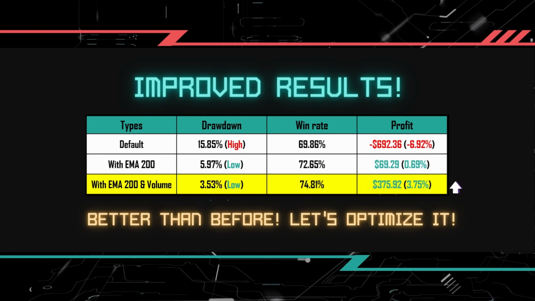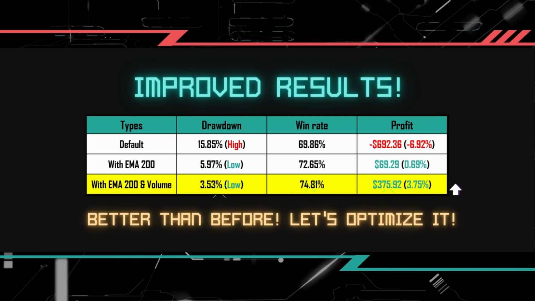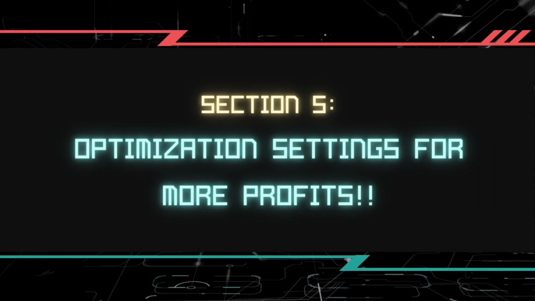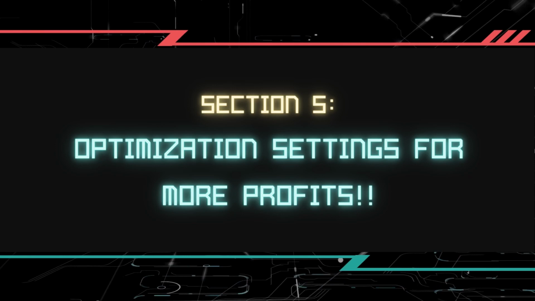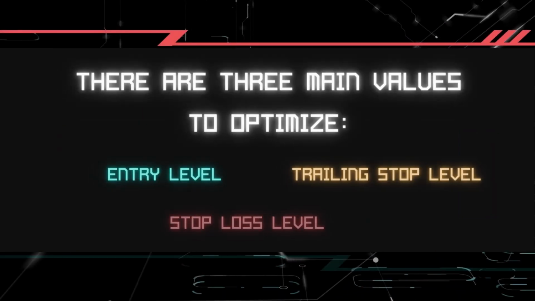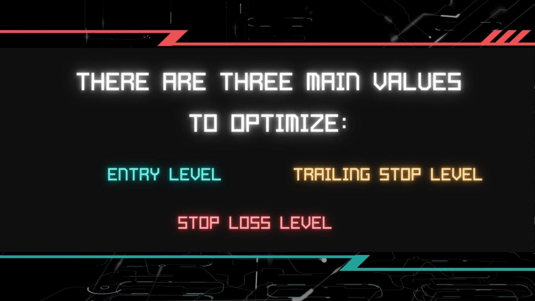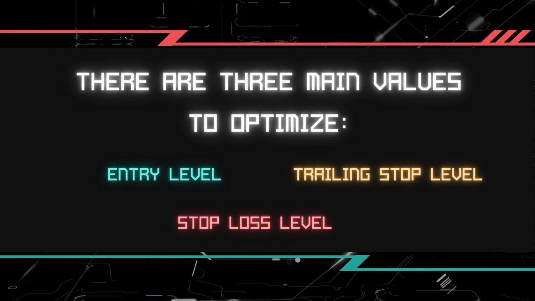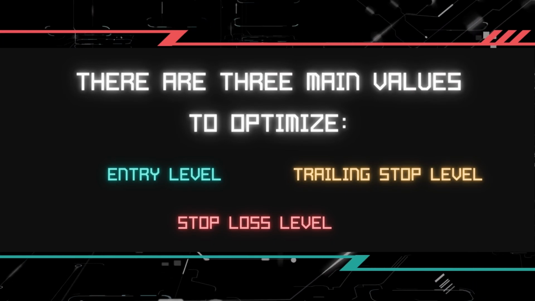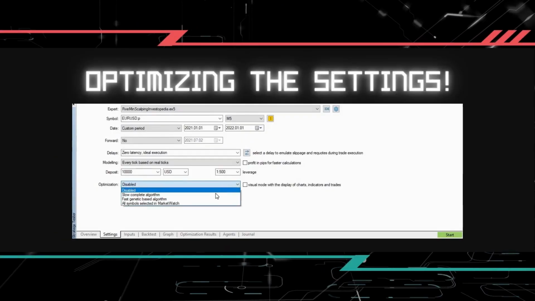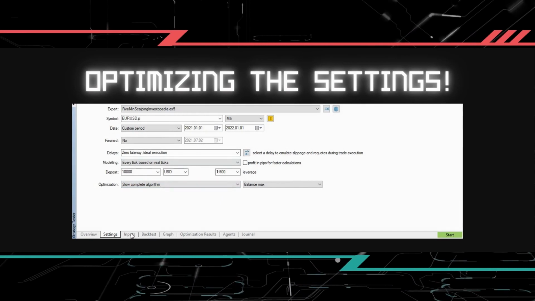We want more profit. Let us move on to the optimization phase. In this section, we will find ways to optimize the trading strategy and make it more profitable. There are three main price levels to take note of when using the strategy. They are the entry level, the stop loss level and the trailing stop level. These three values play a vital role in making the trade profitable. Let us run the expert advisor with multiple permutations of these three values.